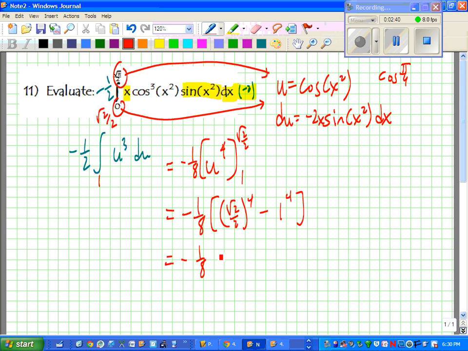All right, so inside here, if we take this to the 4th power, 2 to the 4th is going to be 16. Square root of 2 to the 4th is just going to be 4. So really we have 1/4 minus 1 here. So it's negative 1/8 times negative 3/4. And we get positive 3 over 32.